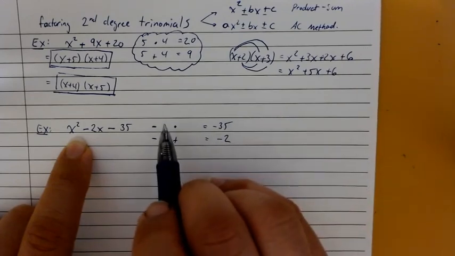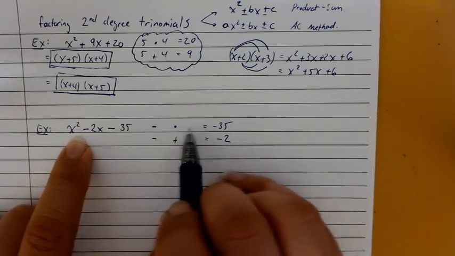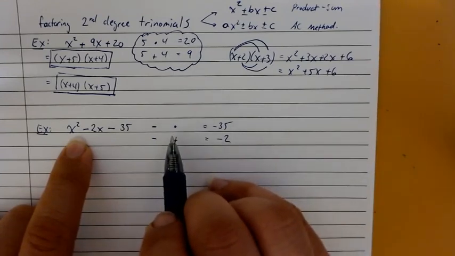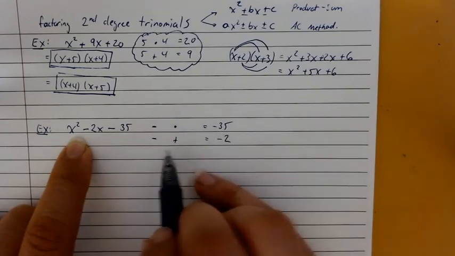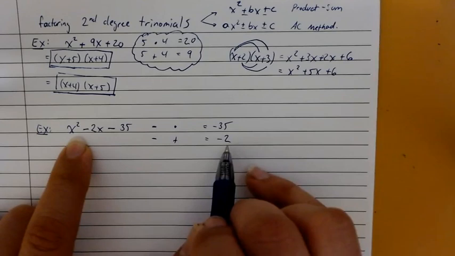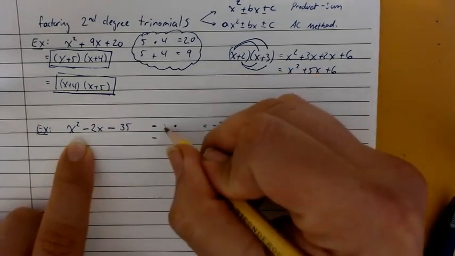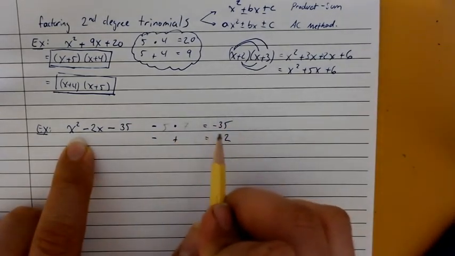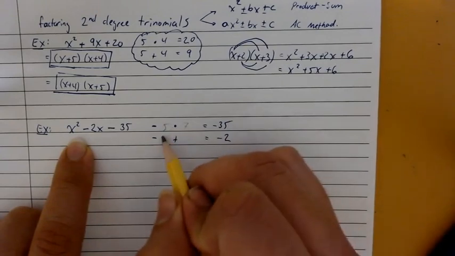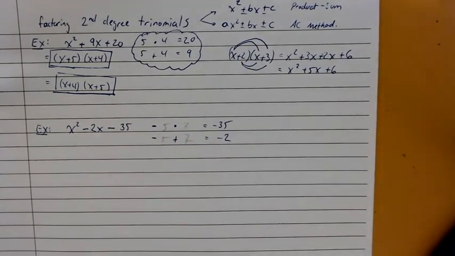Well, I could do negative 5 times 7, or I could do negative 7 times 5. They both work, so which is the correct one? Well, remember, not only do they have to multiply to negative 35, they also have to add up to negative 2. So if I have negative 5 times 7, that is going to give me a product of negative 35. But if I have negative 5 plus 7, adding those together gives me a positive 2. And that's not what I want.